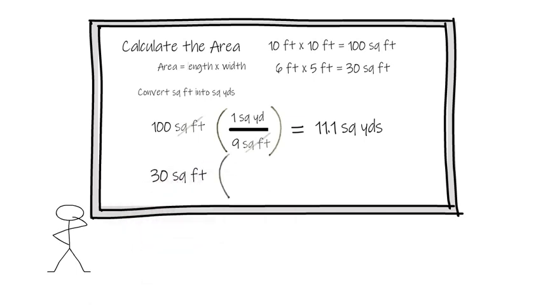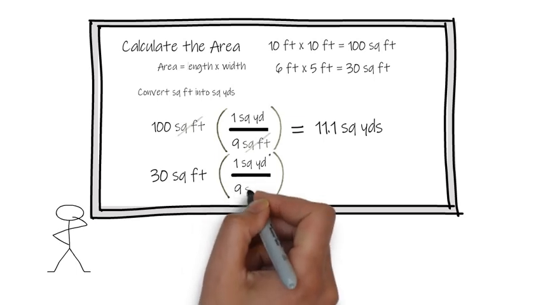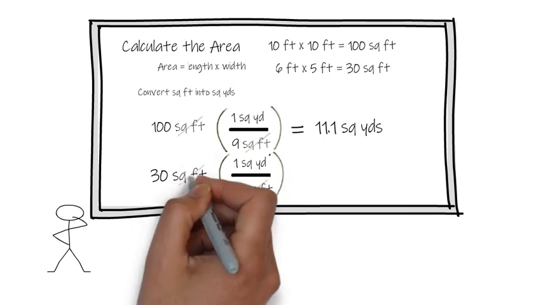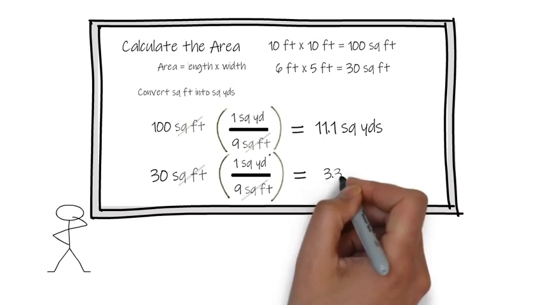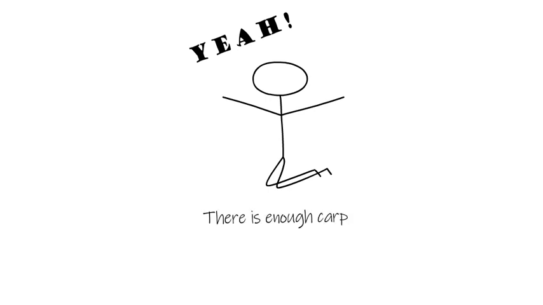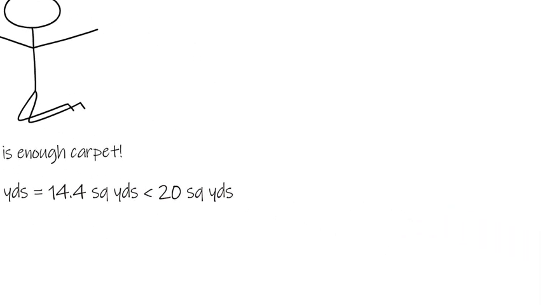I do the same thing for my hallway, which was 30 square feet. I use my 1 square yard is equal to 9 square feet. I'm able to cancel out my units and do that calculation, and that's going to give me 3.3 square yards. So my 3.3 square yards and my 11.1 square yards is less than 20. So hooray! I'm able to use that particular carpet to cover the room and cover the hallway, because I've only got 14.4 square yards.